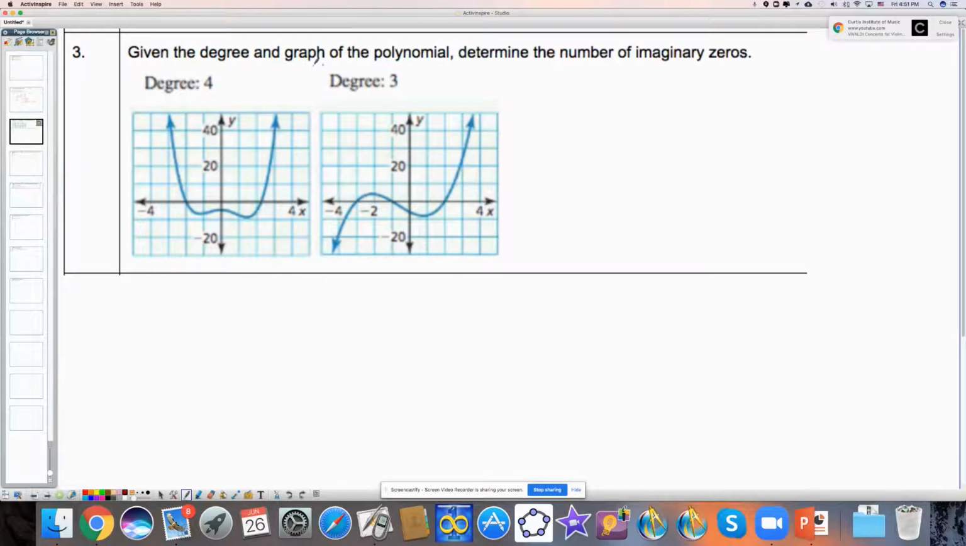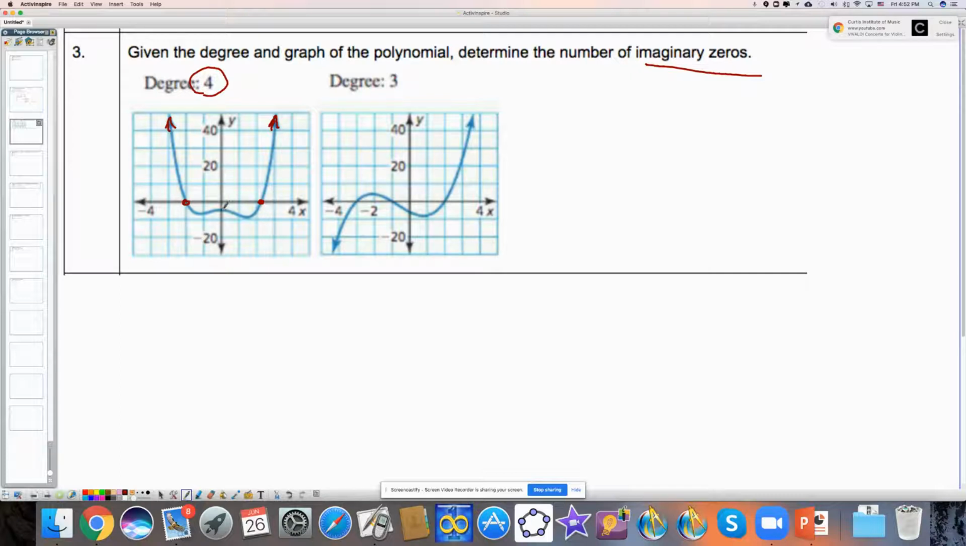Given the degree and the graph, determine the number of imaginary zeros. Well, we know this is a 4th degree polynomial. We know that it is going to be starting with a positive value because its end behavior is positive. And because it's 4th degree, its starting behavior is even. So this is going to be positive as well. You can see that it crosses the x-axis in 2 places. And so it's going to have 4 roots, and 2 of them will be real. That means that 2 of them will be imaginary.